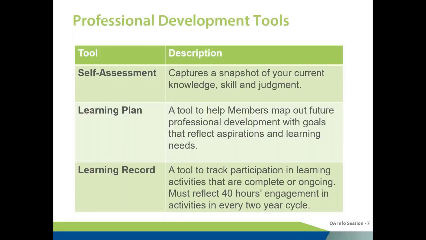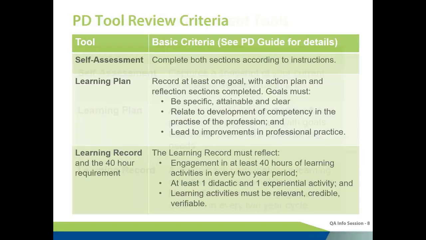All right, so we're going to jump right into the tools. As you can see here, these are the three professional development tools that you will be using. The self-assessment just captures a snapshot of your current knowledge, skill, and judgment. It is connected to your learning plan. The learning plan is used to help map out any future professional development that you may have in the form of goals. And these goals can be created, I guess, based off your own self-assessment that you had previously conducted. And then from there, you will use the learning record to track your participation in learning activities throughout your 2-year cycle.